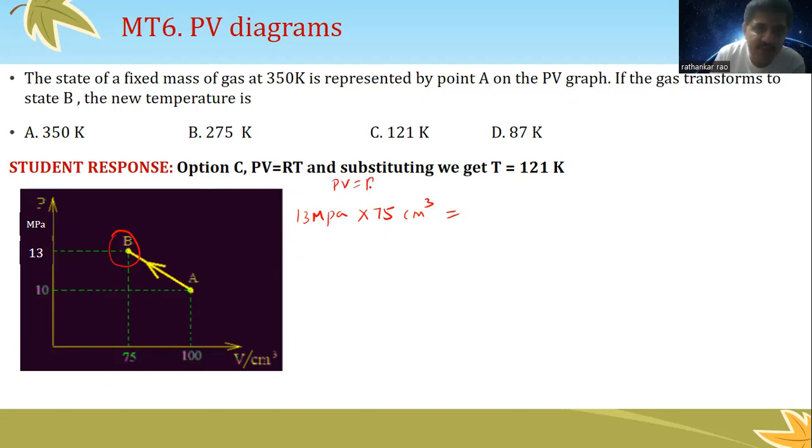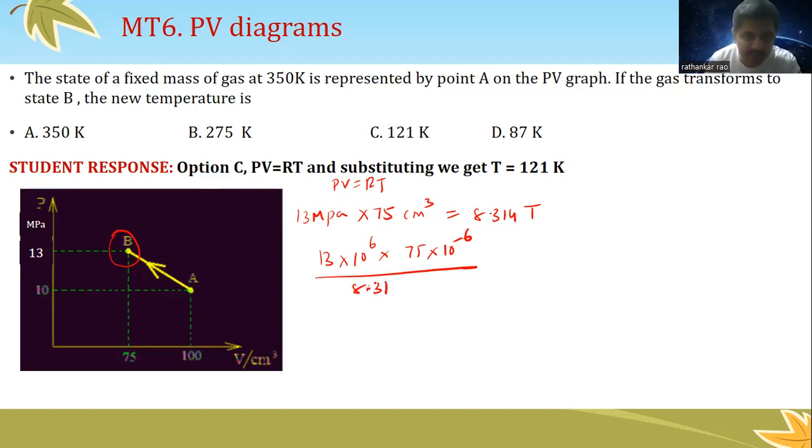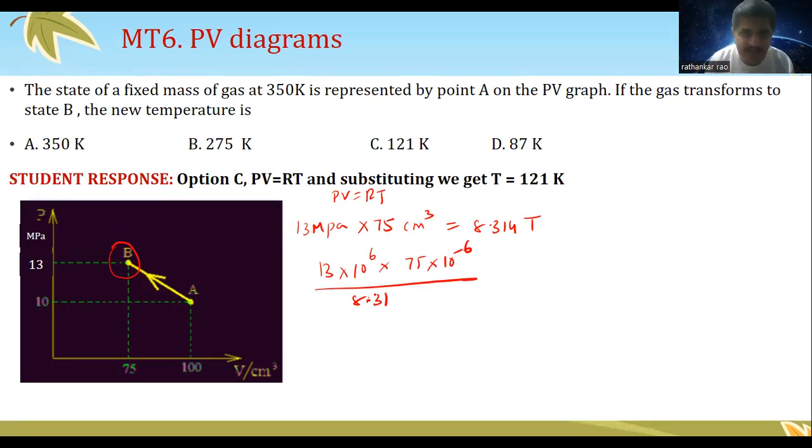I said I'm going to use PV equal to RT, and R is 8.314, and this is T. They make use of this, and finally let us find out the answer, which is 13 into 10 power 6 into 75 into 10 to the power of minus 6 divided by 8.31. Okay, let me open a calculator. You can also do it at your place. Now it is 13 into 75 divided by 8.31. So I get 170.